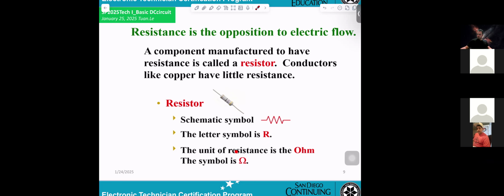The unit of resistance is the ohm. Also, they can use this symbol. That is the ohm. Okay? So when you see the symbol, you know this is the resistor. And the unit of resistance will be in ohms.